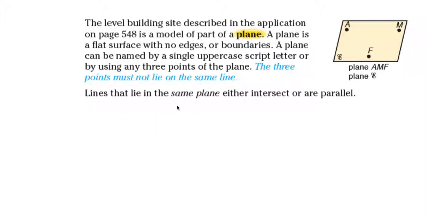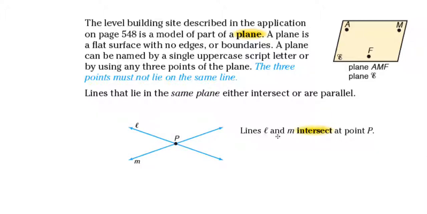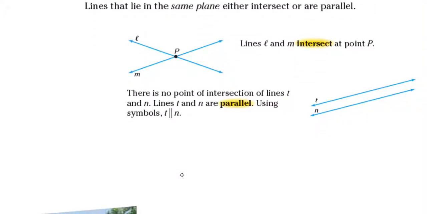So again, lines that lie in the same plane either intersect or are parallel to each other. So this is where the definition goes. Lines L and M intersect at point P. So that's what it means when they say intersect at point P. And there is no point of intersection of lines T and N. Lines T and N are said to be parallel to each other. Using symbols, T is parallel to N. Those two vertical lines next to each other indicate the parallel symbol, which means T is parallel to N.